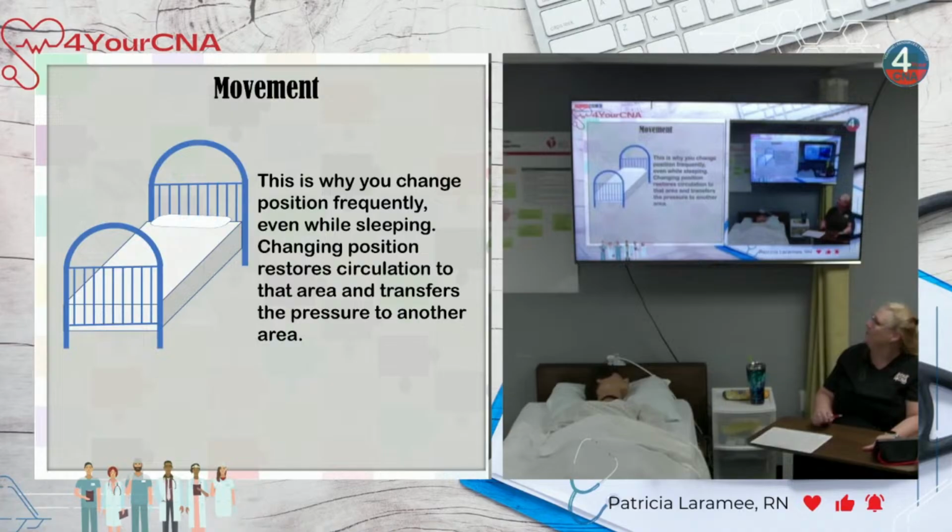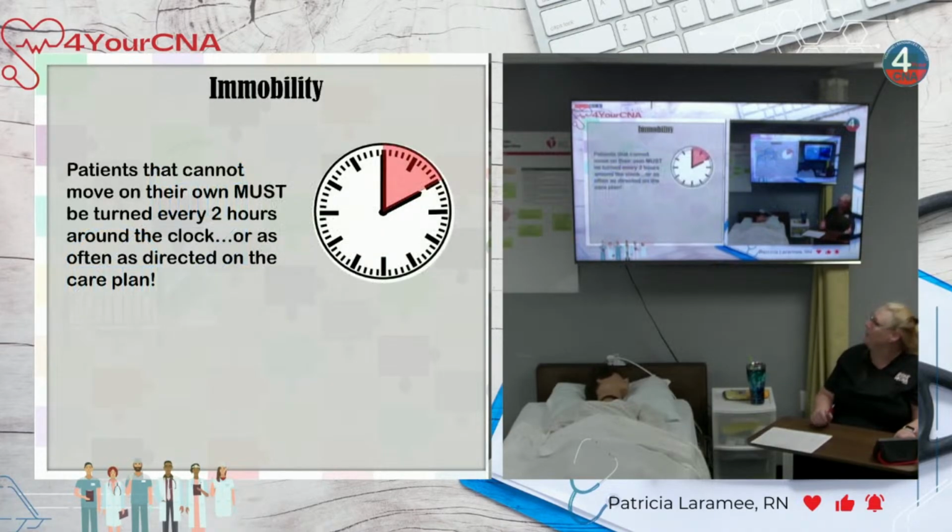All right. So this is why you change position when you're sleeping. It's to help relieve this pressure. Well, if you can't change your position, you have to rely on somebody else to do it for you. It's that simple. So usually if we have somebody who can't change their position, either because of illness or injury, on the care plan, it's going to tell us to change their position every 2 hours around the clock.